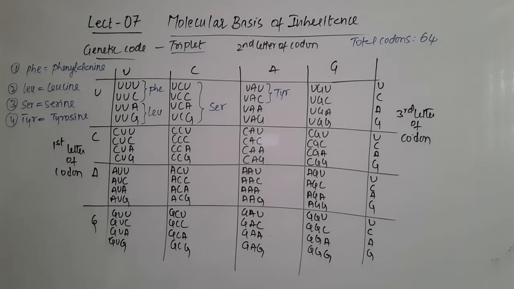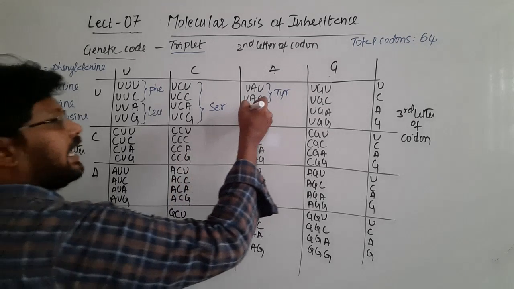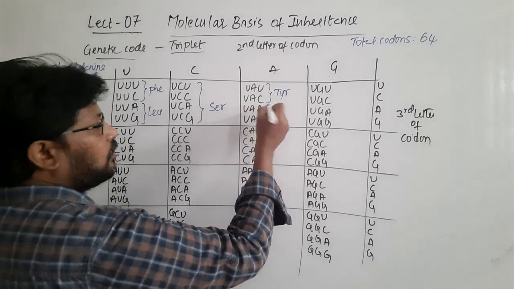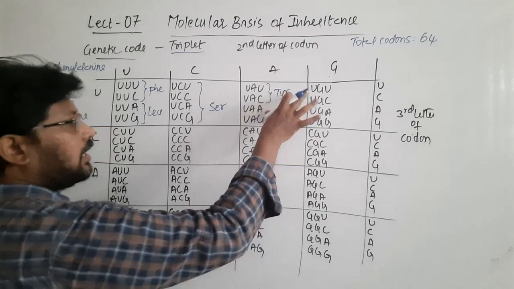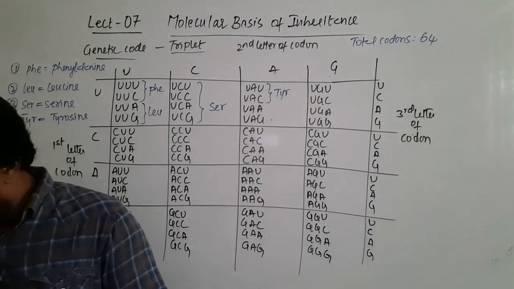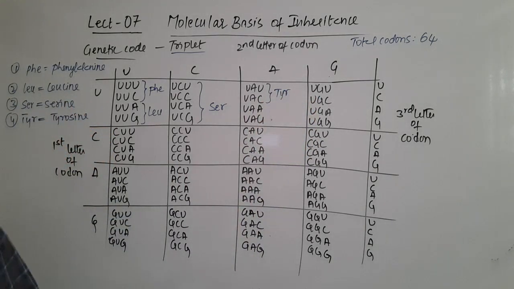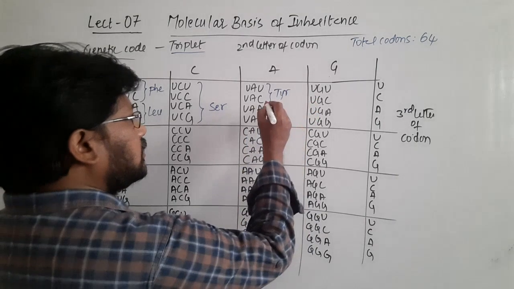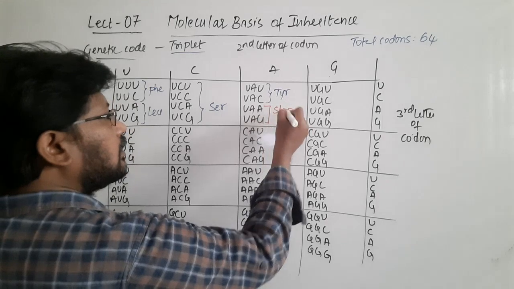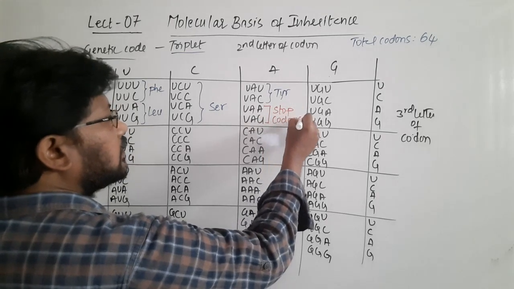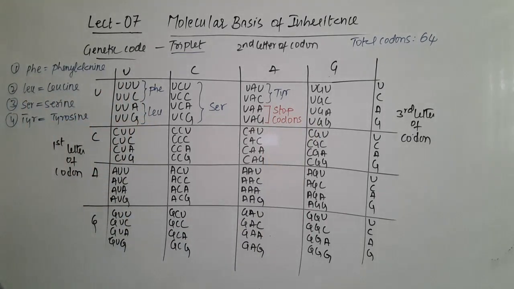The next below that, these two UAA, UAG, they don't code for any amino acid. Hence these two are the stop codons. So these two are stop codons. So they don't code for, right, any amino acids.